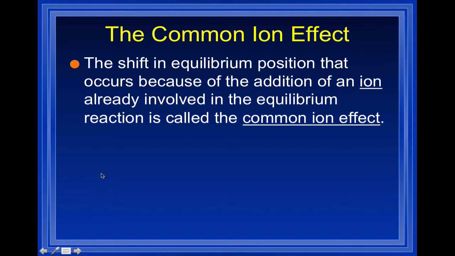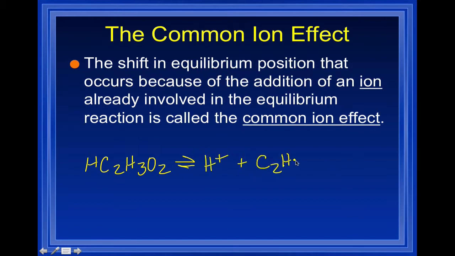So for example, if we were thinking about acetic acid, and we know acetic acid is a weak acid, so it dissociates to some point to produce H plus and acetate ions. If we were to add more acetate ions to this, this would be the common ion effect. So we're adding an ion that's already there. We could add more hydrogen ion as well.